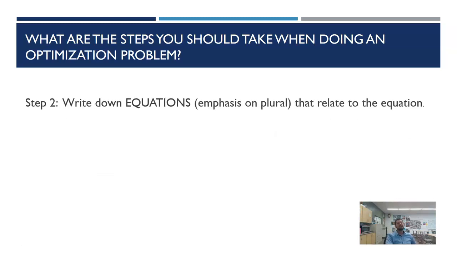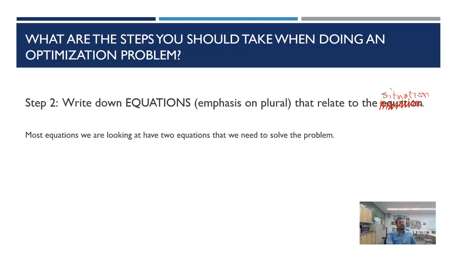Now, step 2 is by far the most important of all of the steps that we have in these problems. The reason I say that is because, number 1, if you can do this step, the rest of the problem is actually pretty easy. And number 2, this is where we get the equation that we're going to actually take the derivative of. Now, you'll notice it does say equations. There's more than one in every one of these problems that you have to come up with.